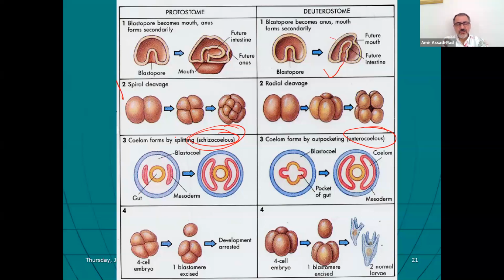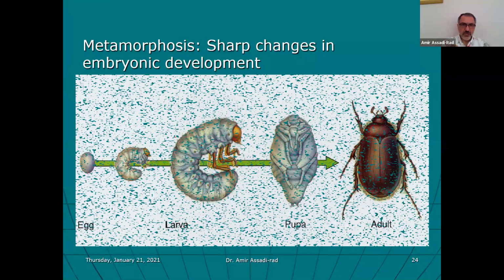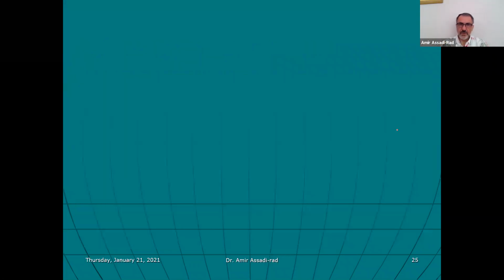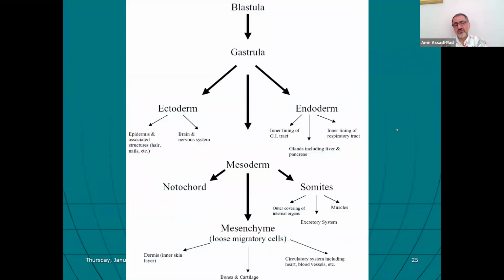Then the other terminology I would like to throw at you is metamorphosis, sharp changes in embryonic development. So you will see a huge difference between the larva and, like, the butterfly. You're familiar with butterfly. The larva is totally different than the butterfly. In this case, this is a beetle. It's not a butterfly. Yes, I do know this is not a butterfly. I'm just giving you an example. The larva and the beetle are different. You will see that in other animals, but in the case of humans, we don't go through metamorphosis. I hope our brain, our mind goes through metamorphosis as we develop through our life. But physically, from embryonic stages until the end, we are pretty much the same. Okay, this is what I want you guys to know.